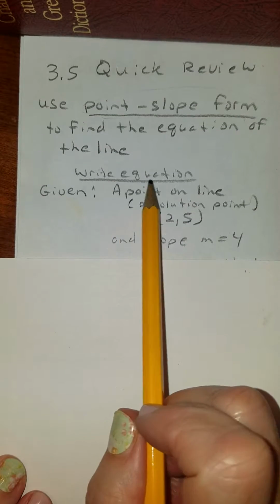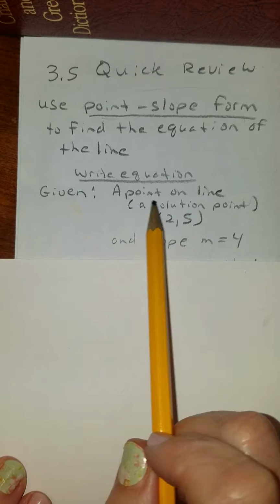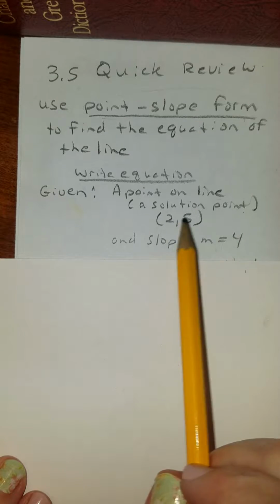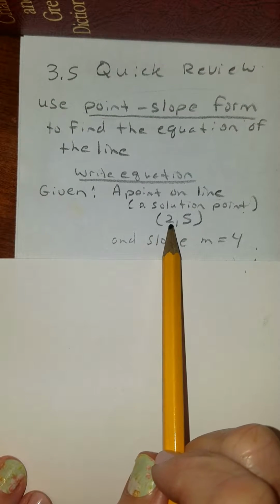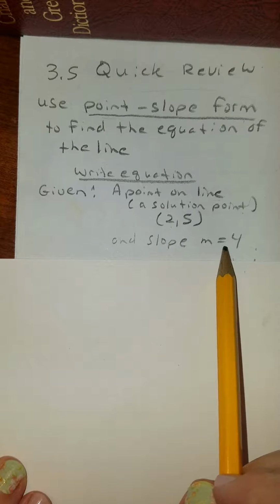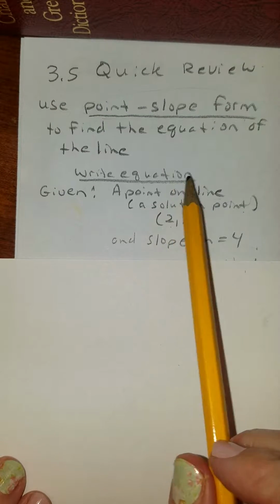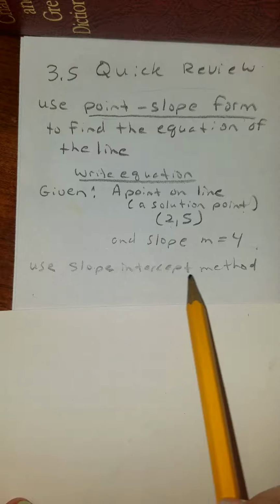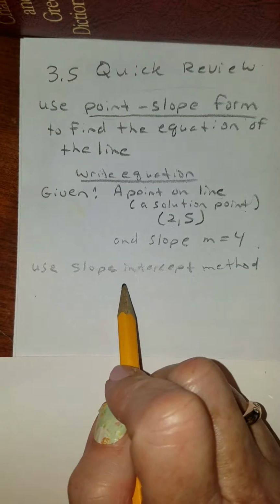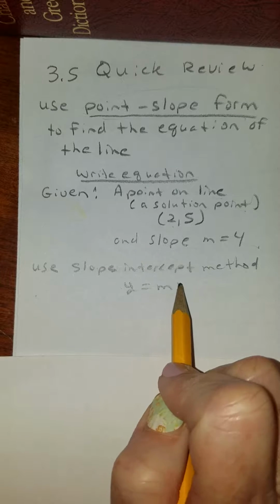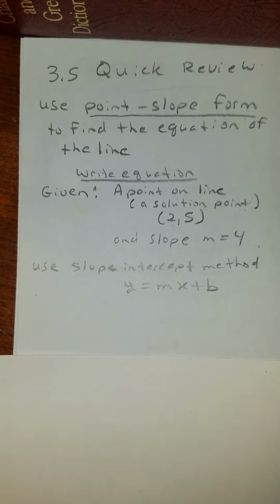If it said to write the equation given a point on the line, meaning it's a solution point (2, 5), and the slope m, so they're giving you a solution point and a slope. In this particular example, we want to use the slope-intercept method to write the equation of the line. Remember, the slope-intercept form was y equals mx plus b that we talked about in the last section. All right? So we want to write the equation of the line.